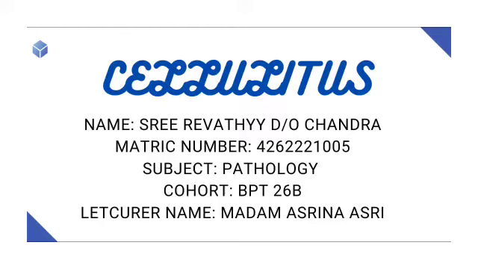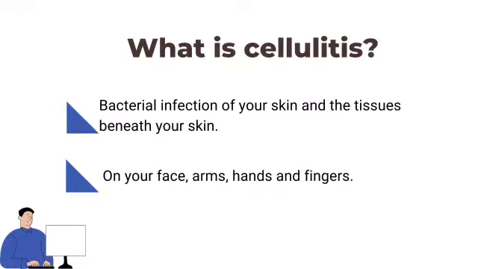I'm from BPT 26B. Today, I'm going to talk about cellulitis. What is cellulitis? Cellulitis is a bacterial infection of your skin and the tissues beneath your skin. It most commonly affects the lower part of your body, including the legs, feet, and toes. However, it can occur in any part of your body. It also commonly appears on your face, arms, hands, and fingers.